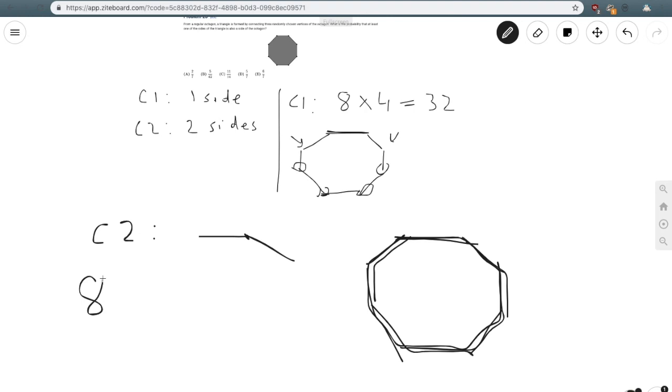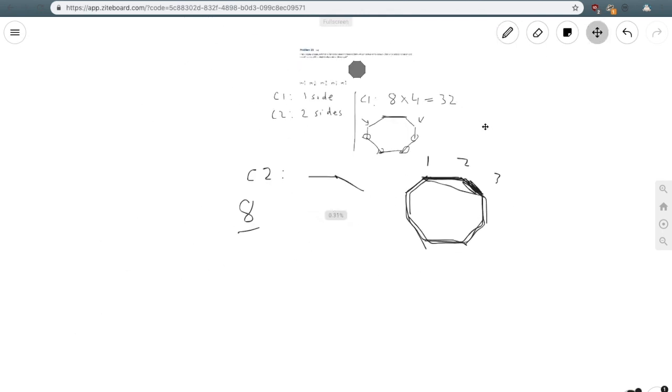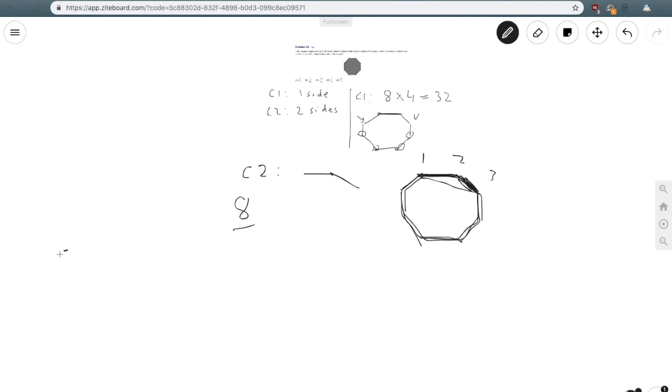Now here's the thing. Once I choose these two sides right here, I don't even need to worry about a third side because I already see 3 vertices here. When I combine them, voila, I have a triangle that has exactly 2 sides on the 2 sides of the octagon. So the second case only has 8 possible combinations, which means the total number of desired triangles is 8 plus 32 equals 40 possible triangles that satisfy the condition.